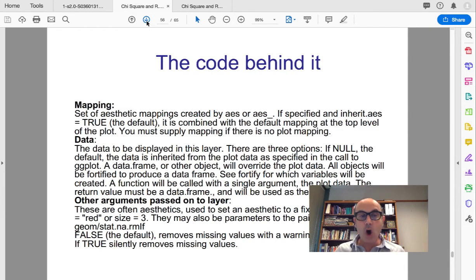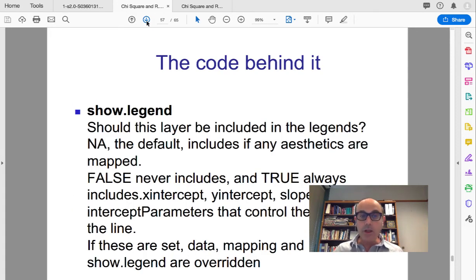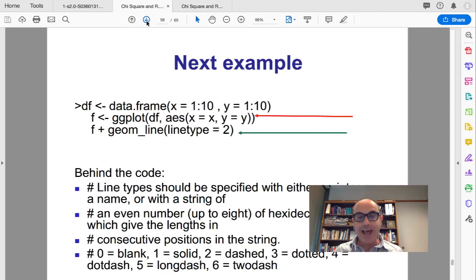So again, the code behind it is the set of the aesthetics, the data, and the other arguments passed over the other layers. The show legend, or show.legend, shows this layer that includes the legends. By default it includes any aesthetic that is mapped. False never includes, and true always includes the x intercept, the y, the slope, and other controls of the position. So it's up to you to decide how you want to show the shape or the legend.